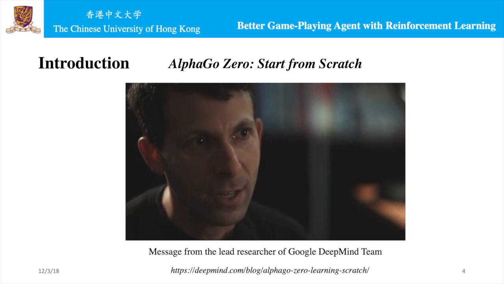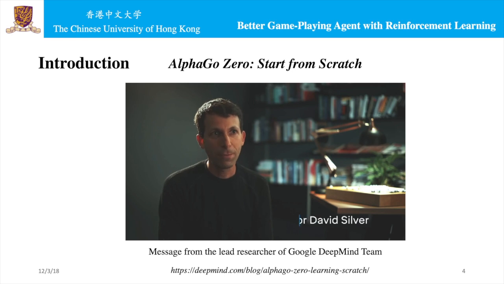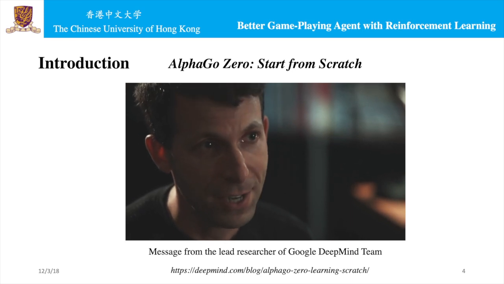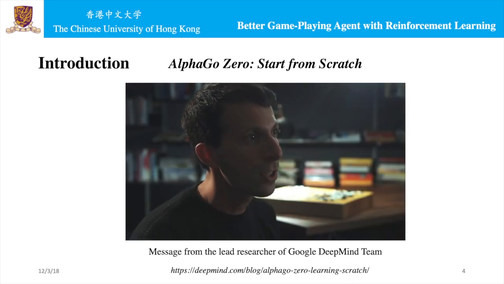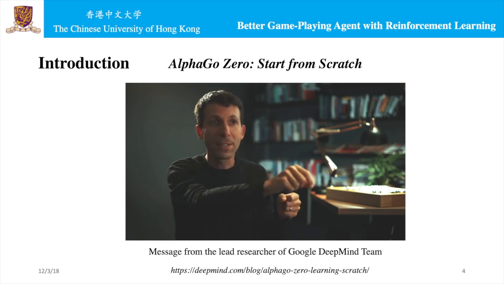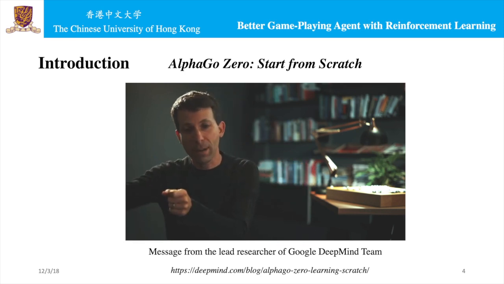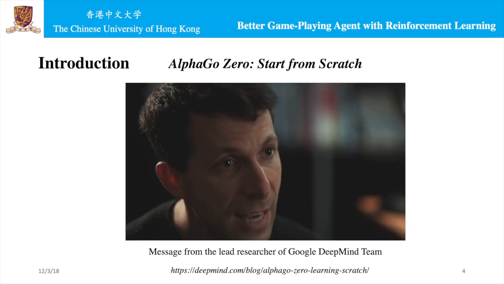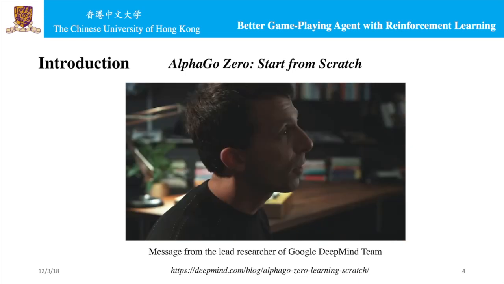AlphaGo Zero is the strongest Go program in the world. It outperformed all previous versions of AlphaGo. Specifically, it defeated the version of AlphaGo that won against the world champion Lee Sedol, and it beat that version of AlphaGo by 100 games to 0. So all previous versions of AlphaGo started by training from human data, and they were told, well, in this position, the human expert played this particular move, and in this other position, the human expert played here. AlphaGo Zero doesn't use any human data whatsoever. Instead, what it has to do is learn for itself, completely from self-play.